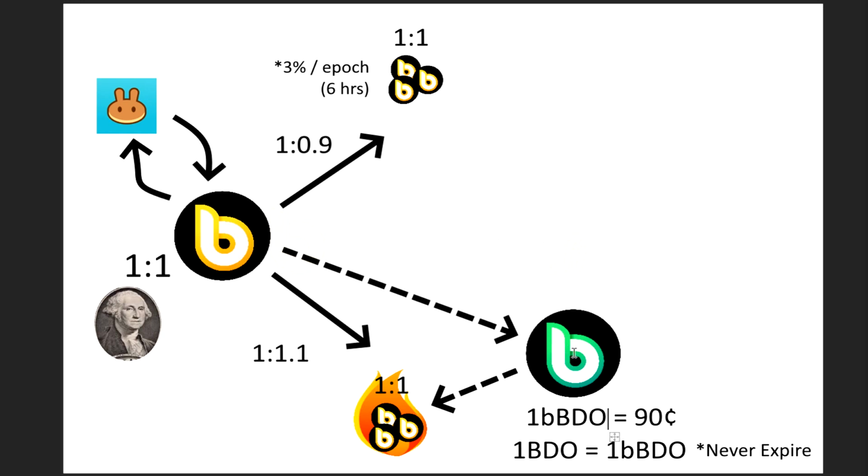Now, what do these bonds do? Let's say you bought the bond at 90 cents, but 1 bDAO is equal to 1 bond. So later, when the value of this returns or goes above one, then you can redeem these bonds 1-to-1 for bDAO tokens, or dollar tokens. So 1 bond is equal to 1 bDAO token, okay?